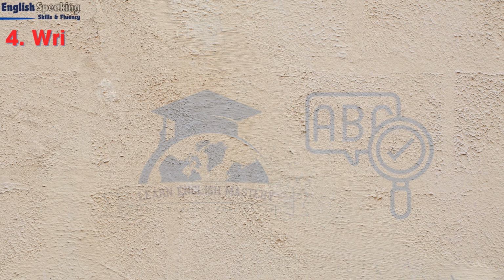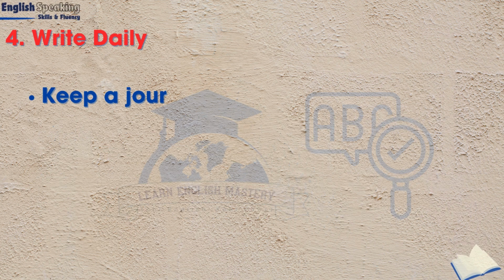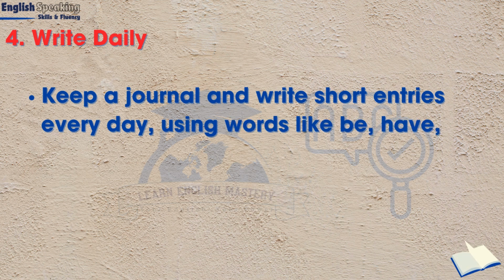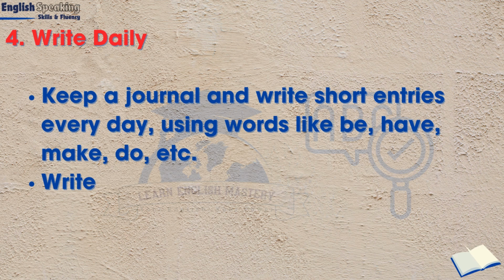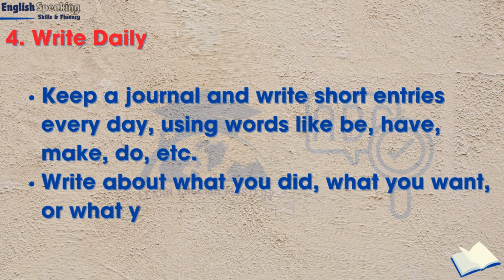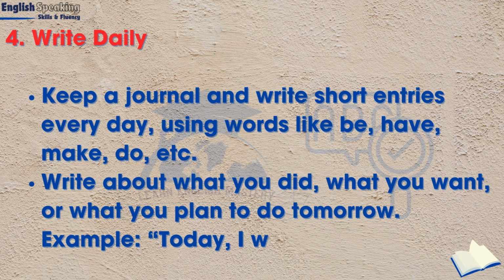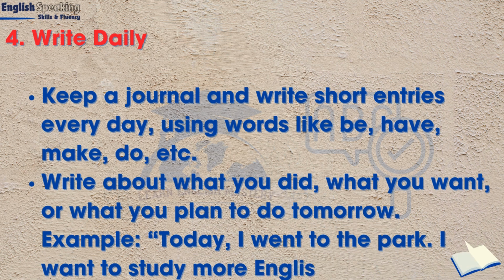4. Write daily. Keep a journal and write short entries every day, using words like be, have, make, do, etc. Write about what you did, what you want, or what you plan to do tomorrow. Example: Today, I went to the park. I want to study more English tomorrow.